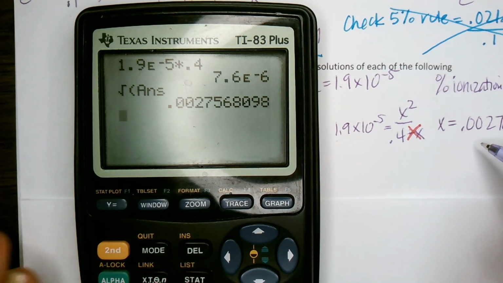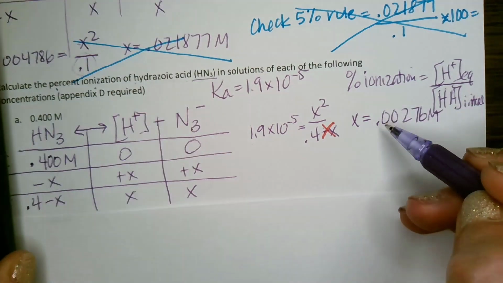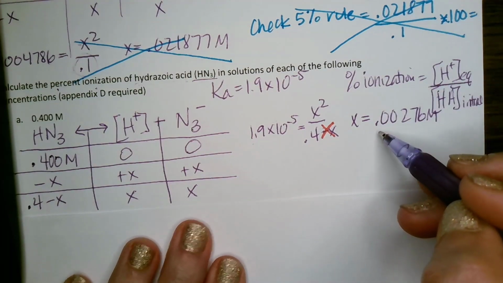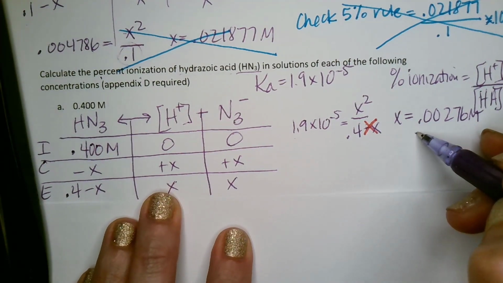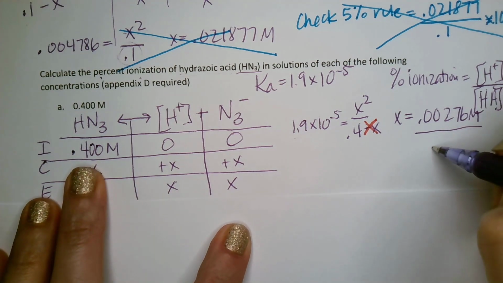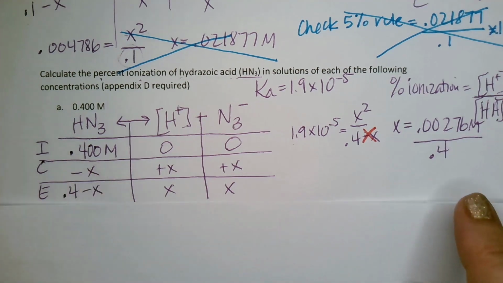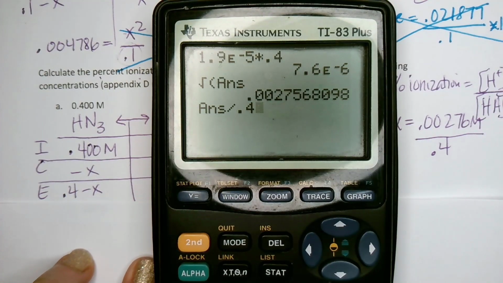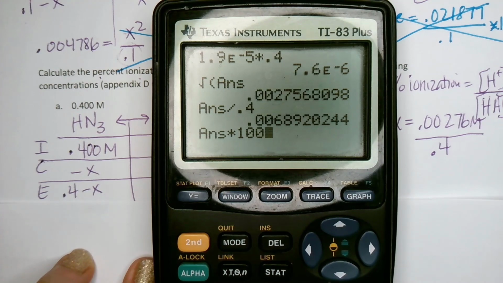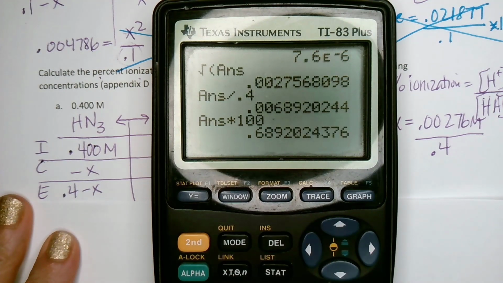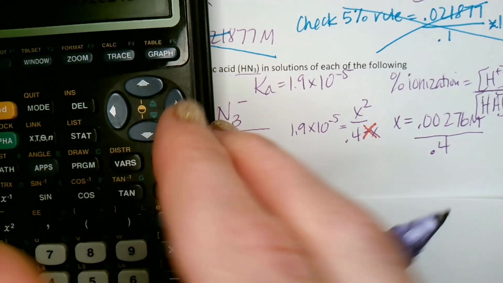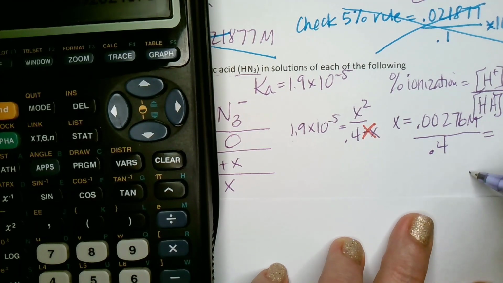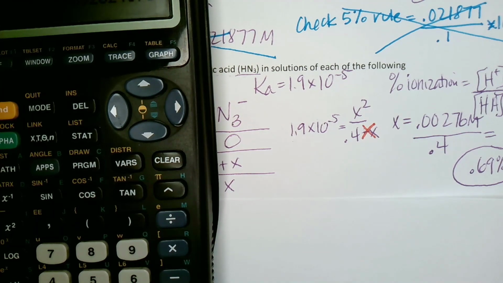Now remember, to find our percent ionization, we need to do our X, which is our H plus, divided by our initial, which was 0.4. So let's hope that we get less than 5%. If we do our answer, divide it by 0.4 and times it by 100, we get 0.69%, well below our 5%. So there we go, we'll take it.